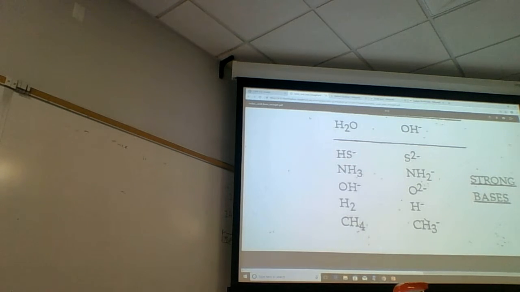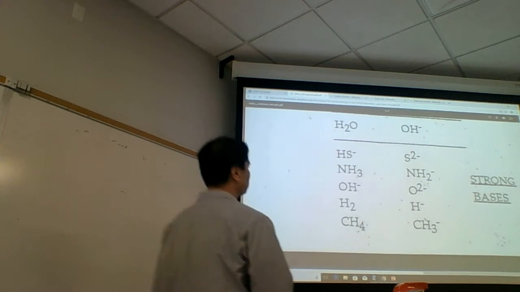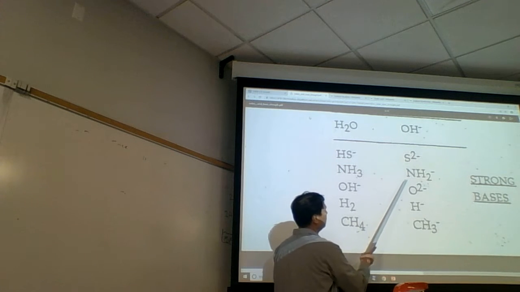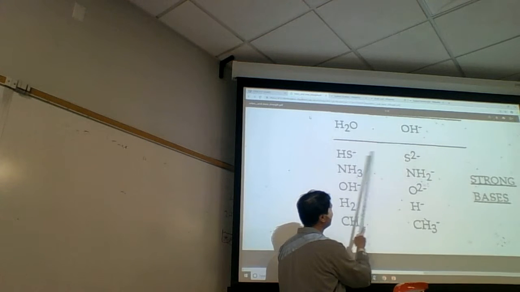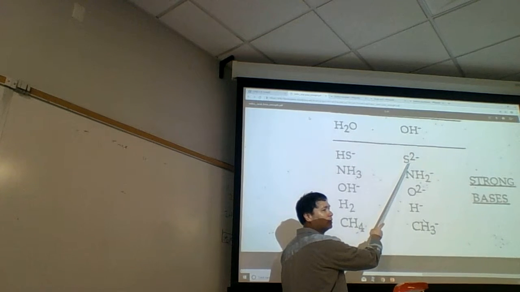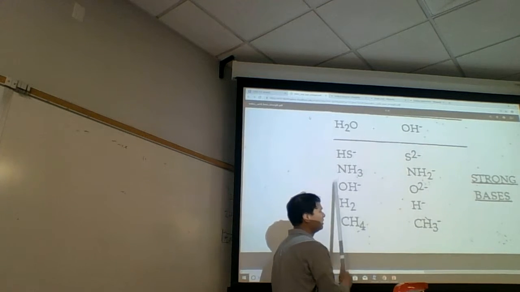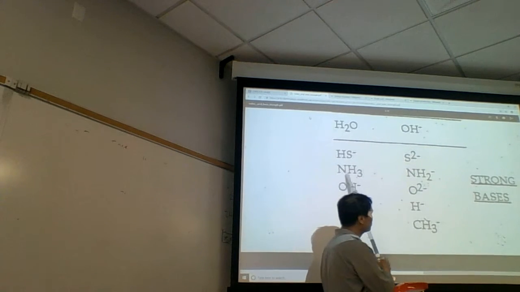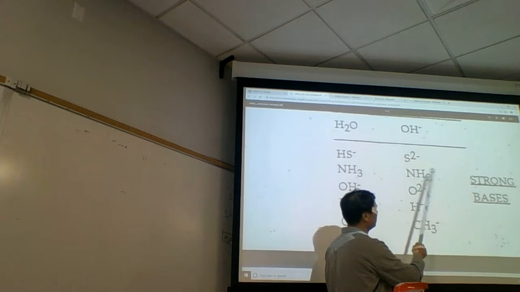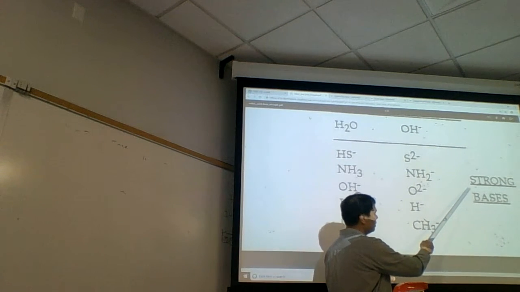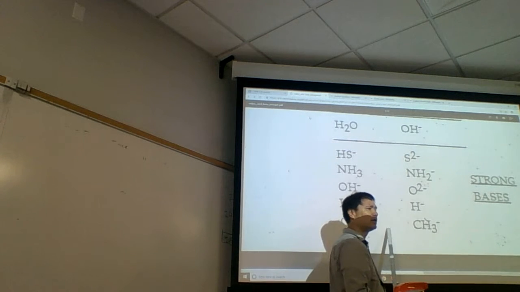Amide. This is an amide. And then if HS- loses an H+, we're left with, what's this one called? Sulfide. None of these want to lose an H+. If none of these want to lose an H+, that means that these guys are unstable here. And they want an H+. Strong bases really want an H+.